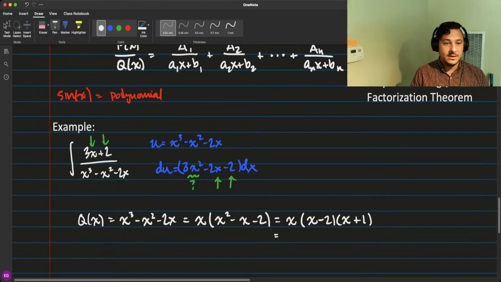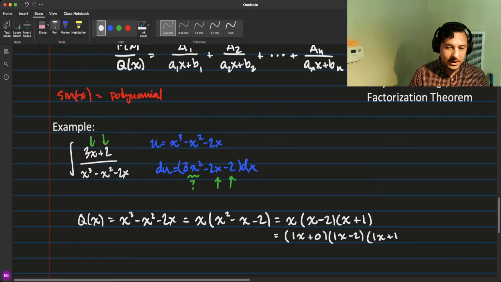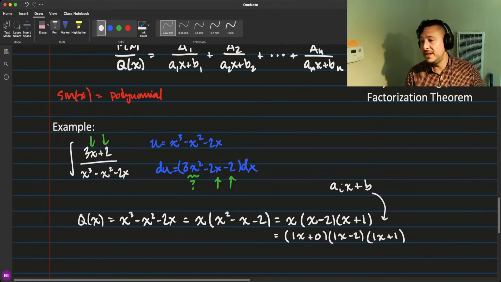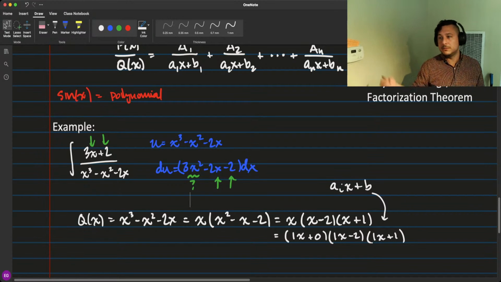And you look at this and it's the sort of factors I was talking about, right? X is 1 times x plus 0. X minus 2 is 1 times x minus 2, and x plus 1 is 1 times x plus 1. Does that make sense? That's your aix plus b. Each of these terms looks like that. The x might not look like it, but it is, right? It's 1 times x plus 0. So you're like, oh, my q of x factors into these linear terms.